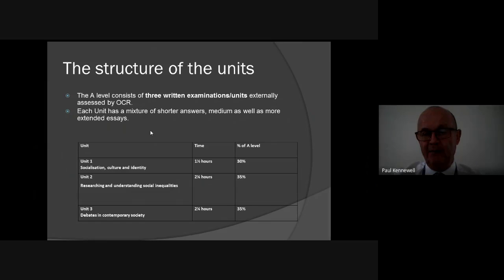The first exam is an hour and a half, and it's got 30% of the A level. The other 2 exams are 2¼ hours, and they comprise 35% each of the course. And the specification we follow is OCR. Each exam has a mixture of short, medium, and longer extended essays in it. So writing skills are a key element of the course.